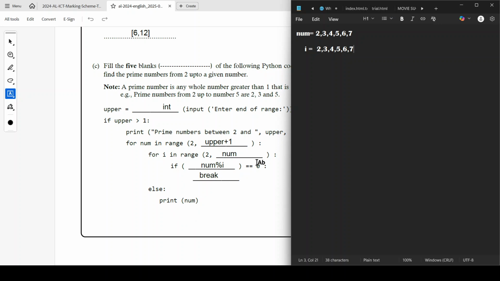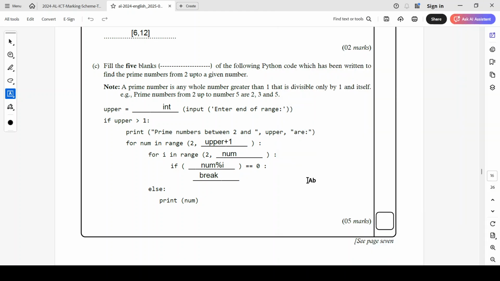So it's clear. If a number is divided by another number and the mod is 0, it will break. If not, it will print the number. I hope I explained it and you got it.